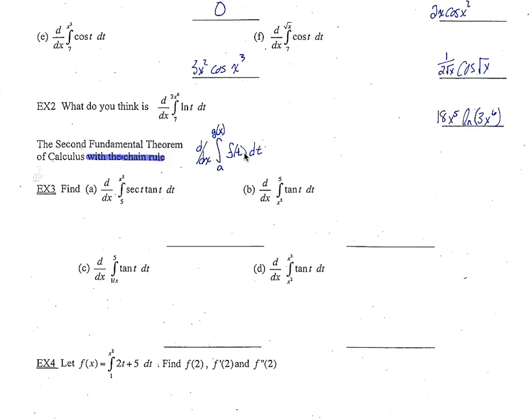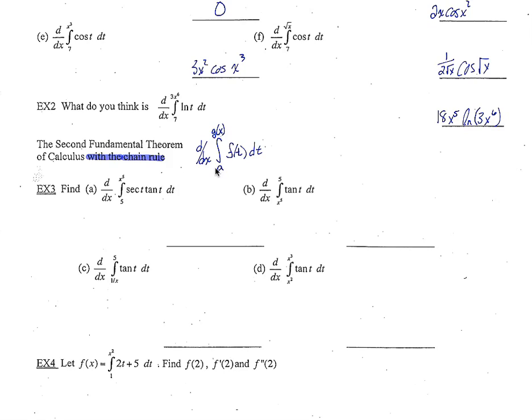So then the integral here, the antiderivative, the parent function, would be capital F of t. We would substitute in the upper bound, so it'd be capital F of g of x minus capital F of a, and then we take the derivative of that.